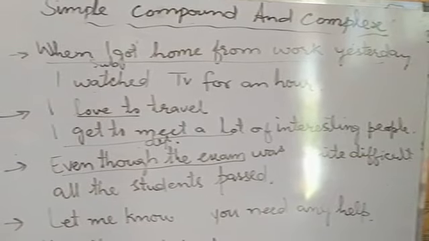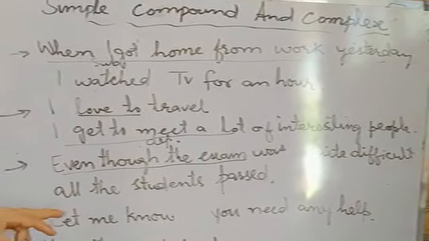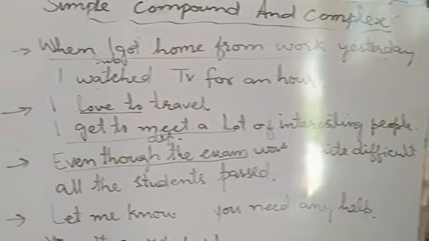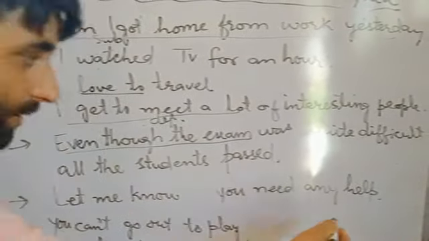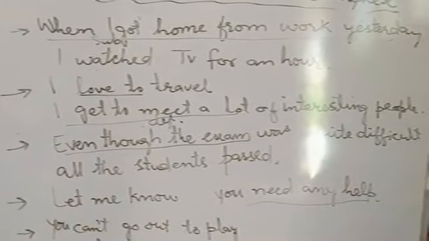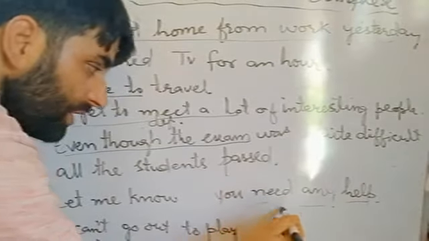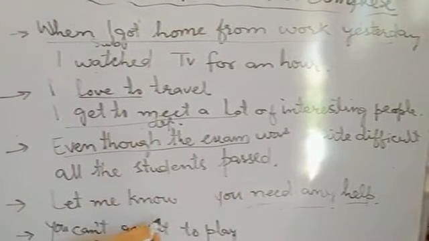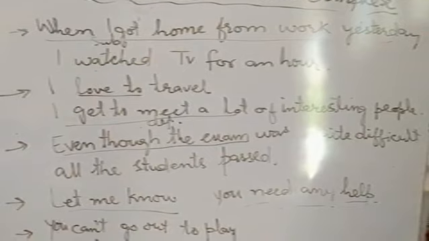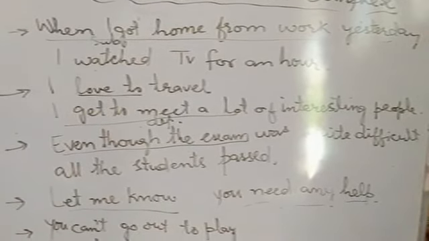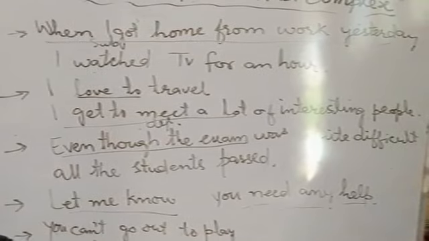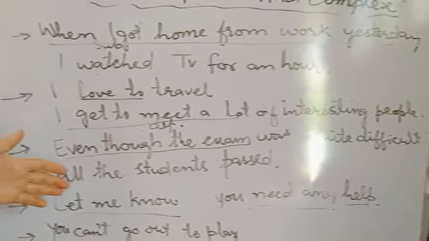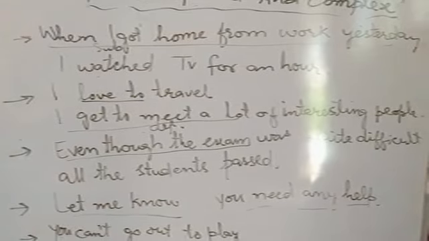Example number 4. Let me know. If I ask somebody, do you need my help? You need any help? It's a complete sentence. But what is the difference here? This one is an independent clause. Let me know. What do I want to know? Here we feel that something is missing. We need something more to make it complete.